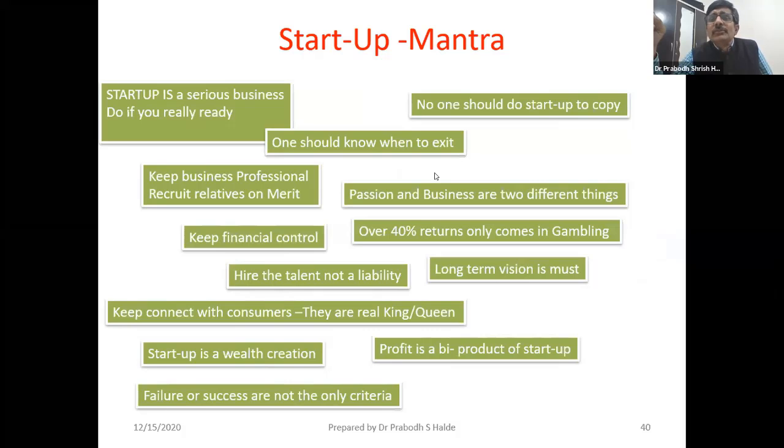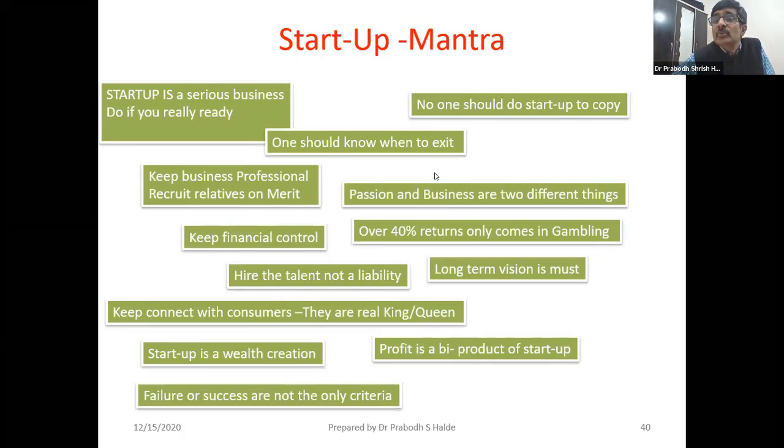If you are making continuous losses, you should know when to exit from the startup. Startup is not a hobby. Startup is a passion with business acumen. Always recruit the people whom you can sack. Those who are startups or entrepreneurs, please understand this mantra. Do not recruit your wife, brother, or your own cousins, because if they are not performing you have to carry them. Can you carry a car with one wheel punctured? You cannot. So take smart people, people who work for you.